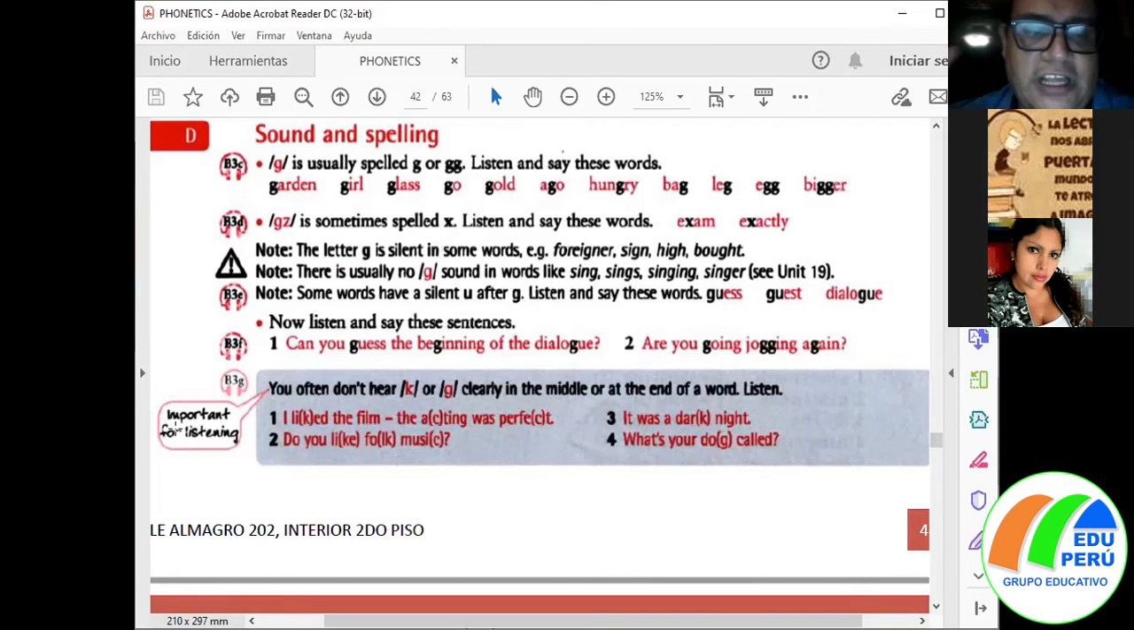Then I'm going to show you in a dictionary. If you don't believe me, you can use your dictionaries. No, teacher? No, it's not true, it's not possible. Singer, not singer with a g. Singer, singer, singer. No g sound. Remember, no g sound.